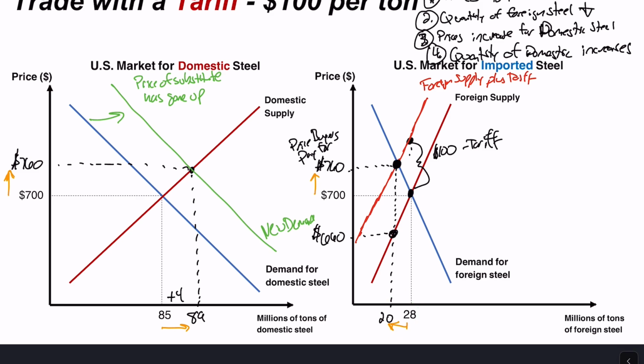Our decrease in quantity here is going from 28 to 20. And so we're going to lose 8 tons over there. So in net, U.S. consumers of steel are going to have a lower quantity. So in total, on net, quantity decreases. So consumers are paying higher prices and they get lower total quantities of steel that they consume. So that's bad for consumers.